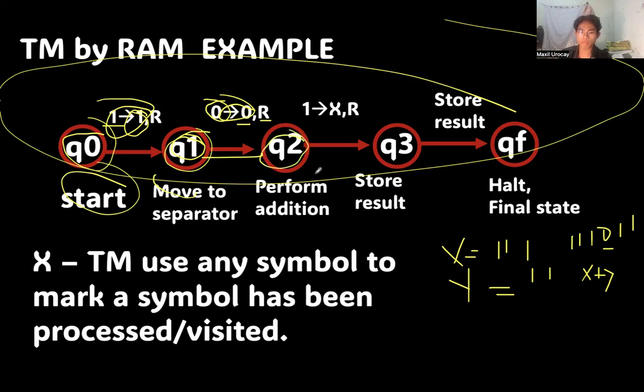We perform the addition there. In Q2, we perform addition by moving to the second memory block, which is here, and making a 1 in Y, which is this one, and then we add the value in our X as well.